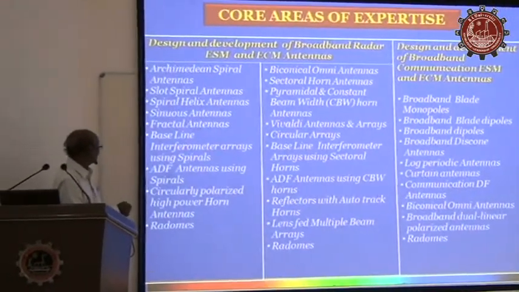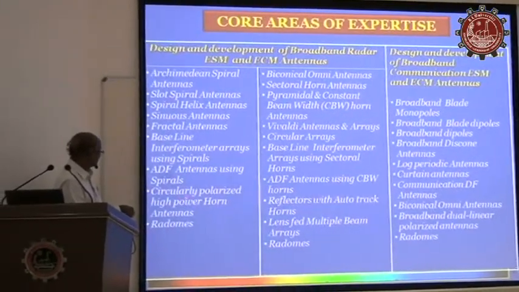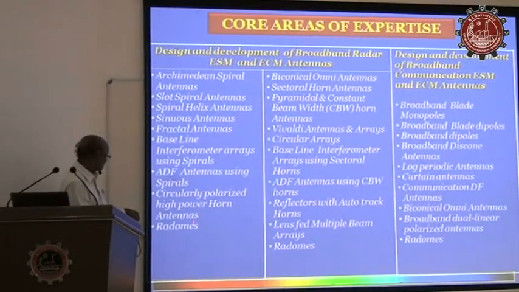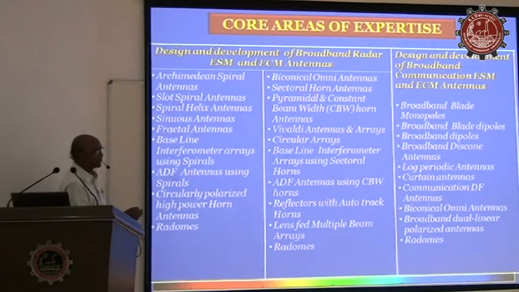Then baseline interferometric arrays using spirals, DF antennas using spirals, circular polarized high power horns and radomes. Then another thing is biconical omni antennas, then sectoral horn antennas, pyramidal and constant beamwidth horn antennas. This we have recently developed. I will tell when we are talking about the amplitude comparison DF system why we need constant beamwidth horn antennas.